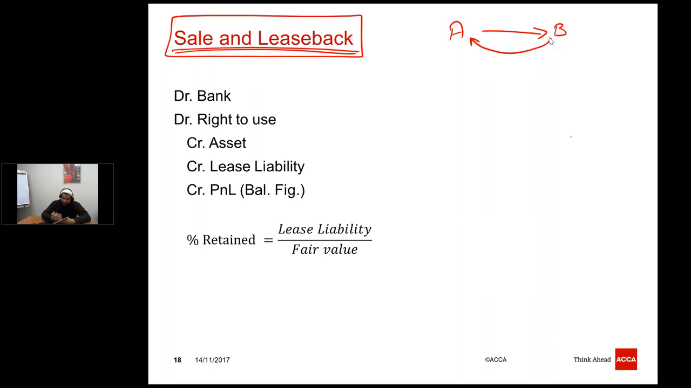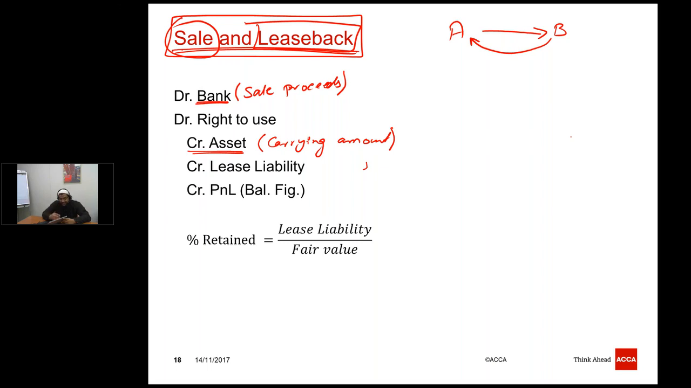So sale and leaseback, what do we do? The bank will be debited by the sale proceeds that we have received to sell an asset, and the asset is credited by the carrying amount. We de-recognize the asset by the carrying amount and debit the bank by the sale proceeds. Now, this was the entry for sale, but then we have leased back the asset. So to record the lease, we are debiting the right to use and crediting the lease liability.